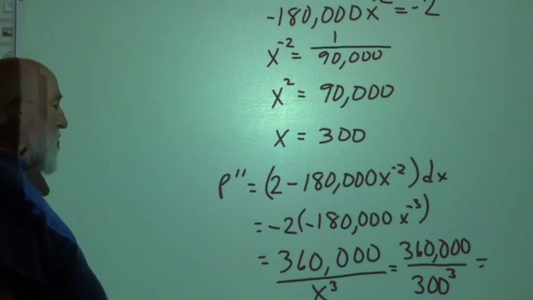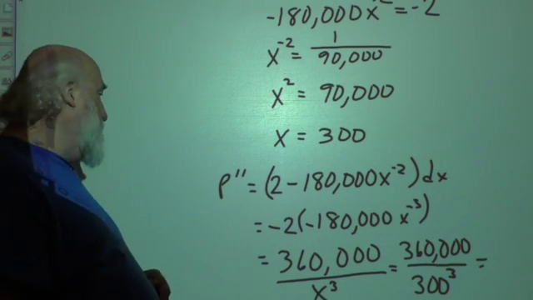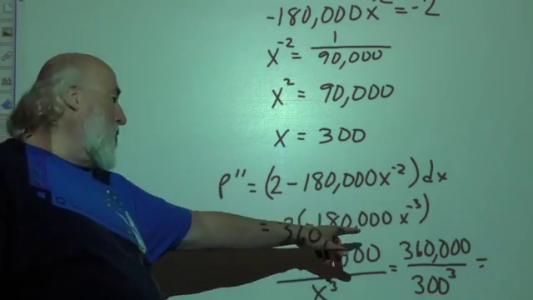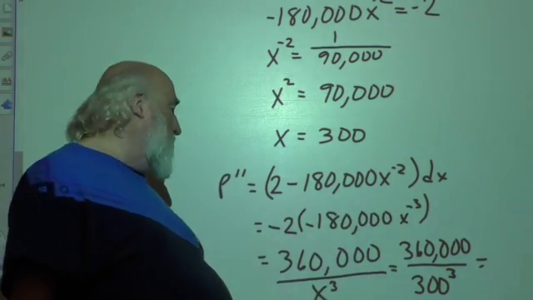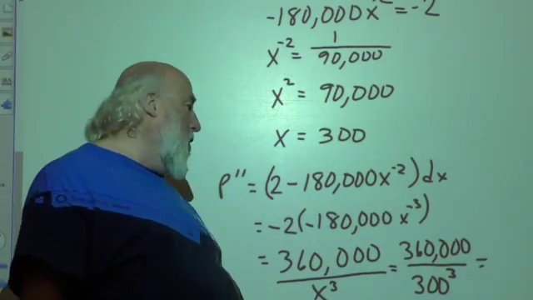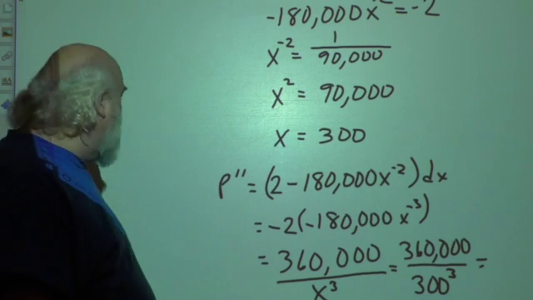I'm just going to rewrite this so that now it's become x to the third. Did I have to do that? No. Actually, you could have left that like that. Just go ahead and plug in the 300. You get the same answer either way.